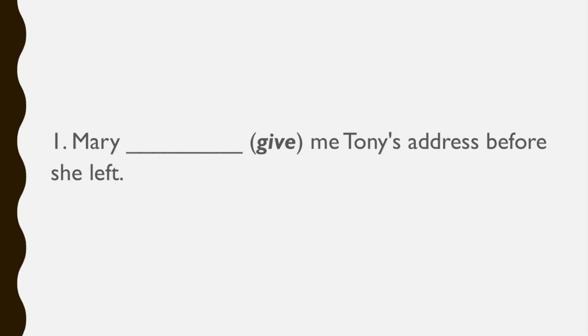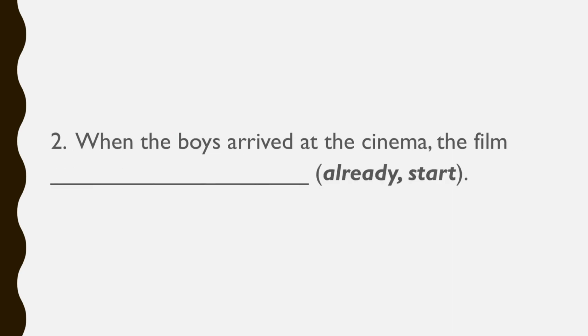Let's put what we just learned into practice. We're going to answer 10 questions. Look at the blank and try to fill it in using the past tense. Number 1. Mary had given me Tony's address before she left. Number 2. When the boys arrived at the cinema, the film had already started.